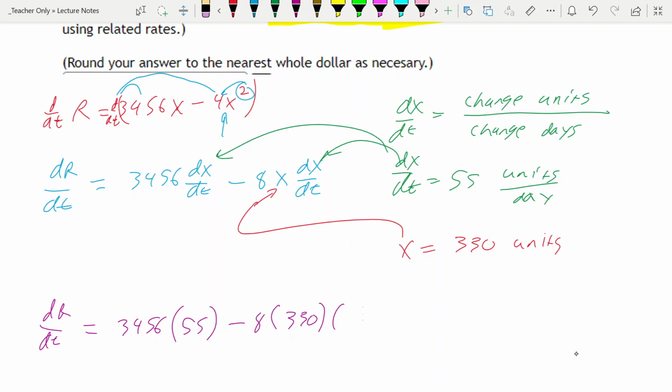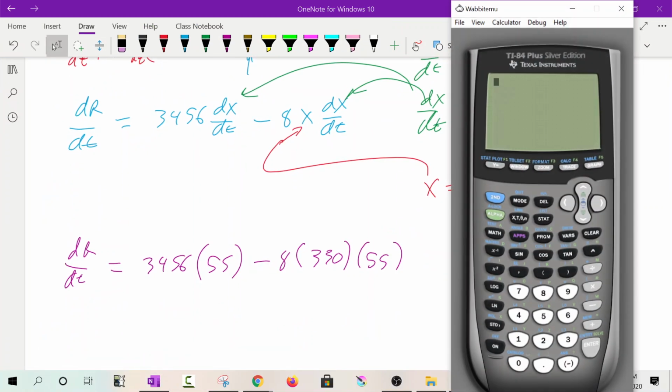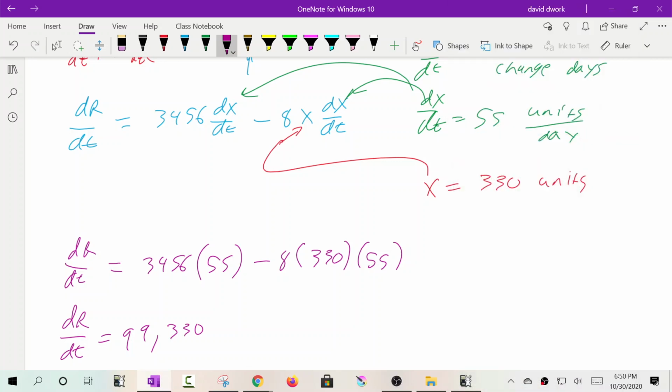And now is where our calculator is just going to be our friend. Here we go: 3,456 times 55 minus 8 times 330 times 55. And that gives us dr/dt is equal to 99,330. And do note, the problem says to round to the nearest whole dollar as needed, so just make sure you think about what this means.